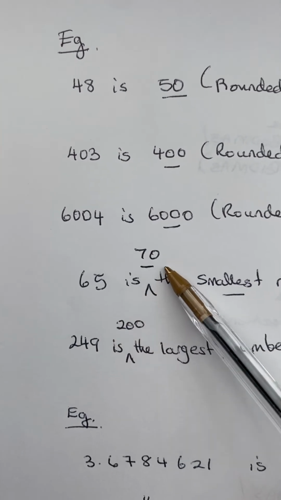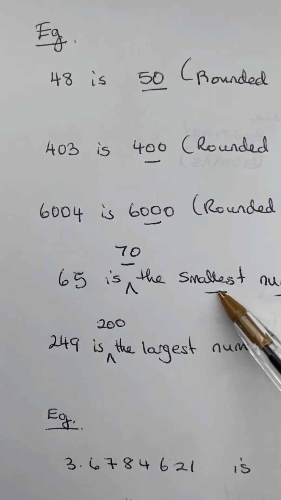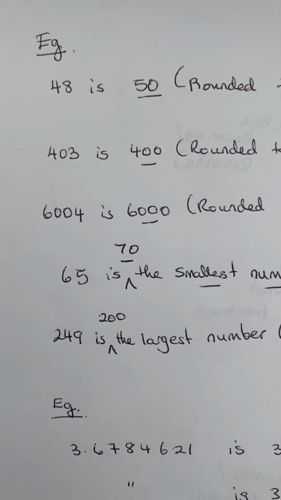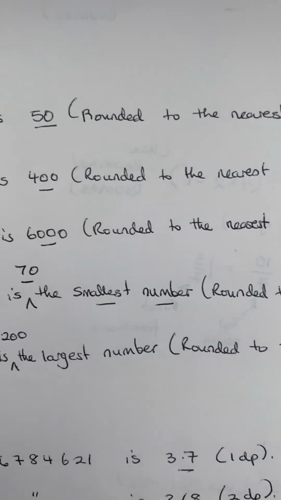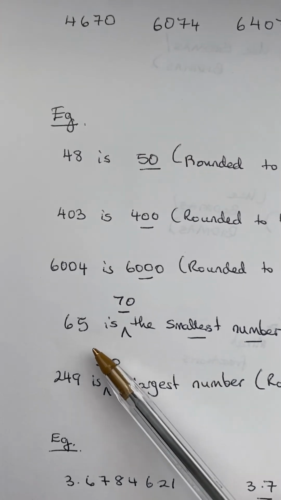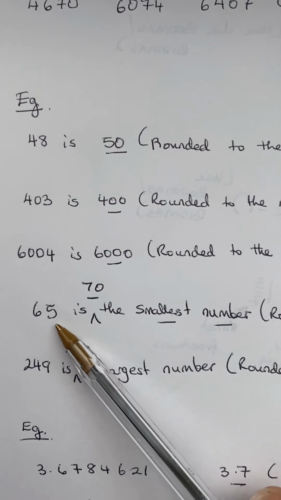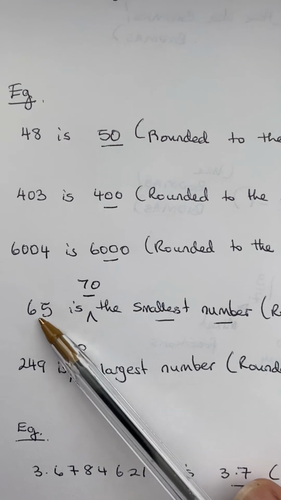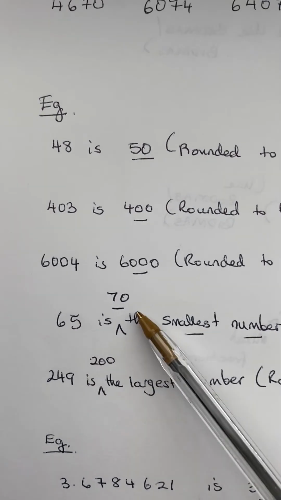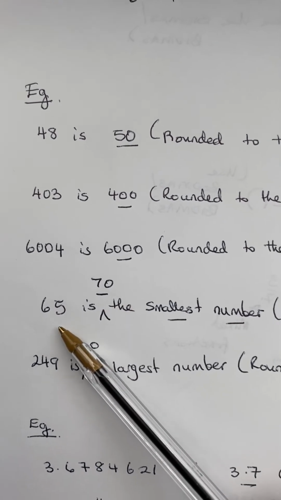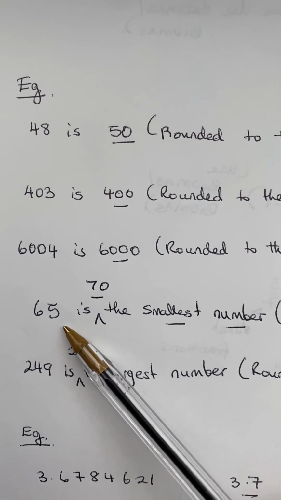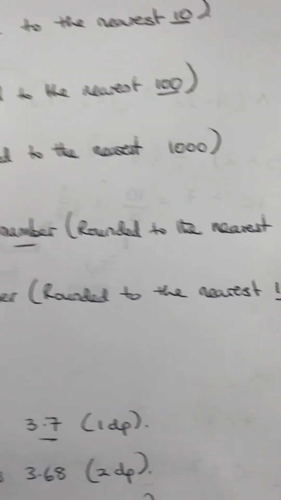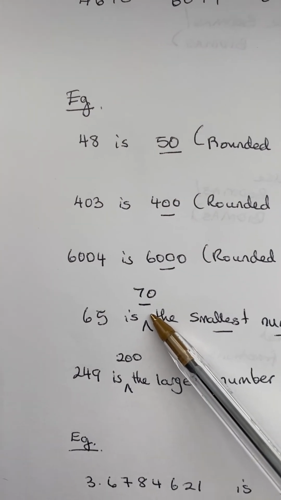Okay, 65 is 70, the smallest number that rounds to 70 to the nearest 10. So for instance, 65 has 5 in the units place, or it can be greater. So if I round it off to the nearest 10, it becomes 70. But if it's 64, that would be 60.